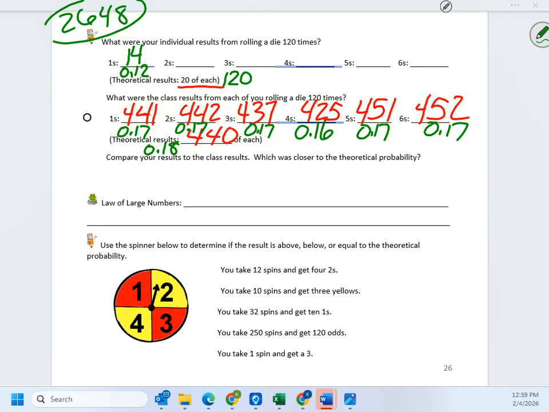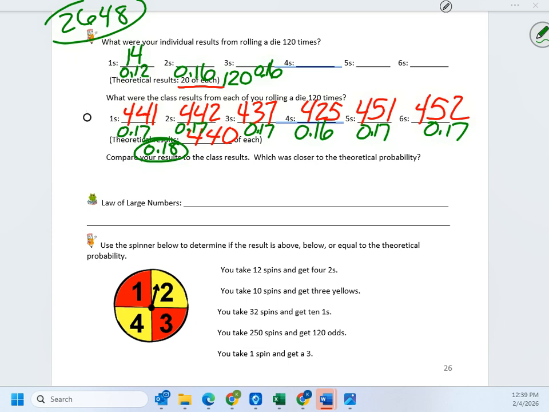What's somebody's percent that you got for the twos? Ellen? 0.16. What's closer to that 18, the 0.16 or the 0.17? The 17 is closer to that 18%. What percentage did somebody get for the threes? Finley? 16. Again, 0.16 to 0.17, which one's closer to the 18? The class. Are we noticing the pattern?